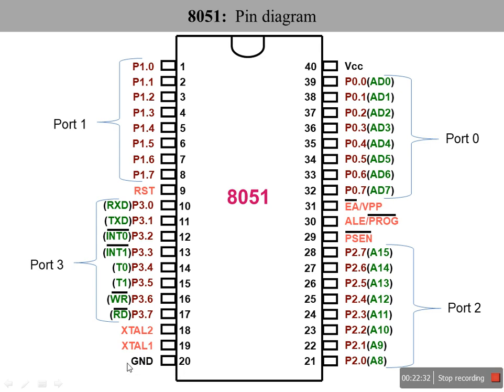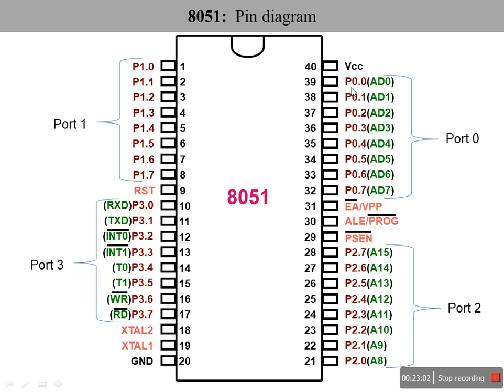Then pin number 20 is ground. Then pin number 21 to 28 are termed as port 2. This port 2 register has a dual function called A8 to A15 address lines. They can be used as port pins and can be used as address pins. Similarly, pin number 32 to 39 is called port 0. It has a dual functionality, AD0 to AD7.